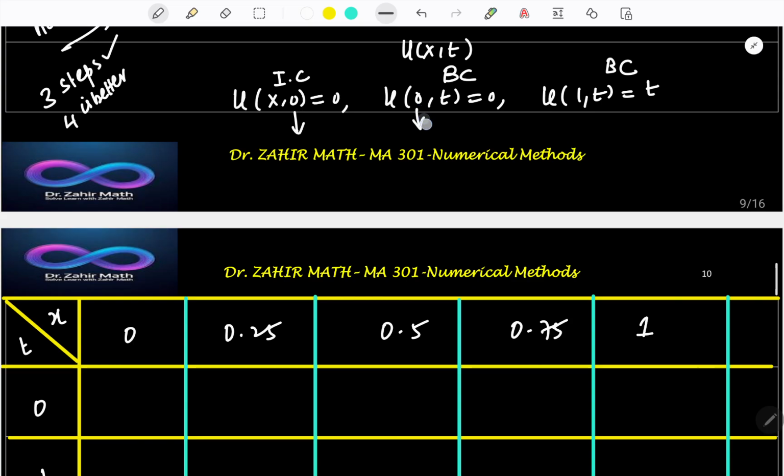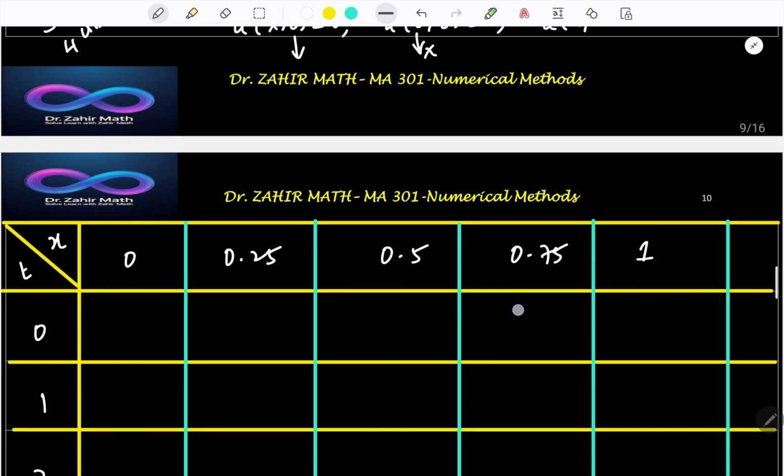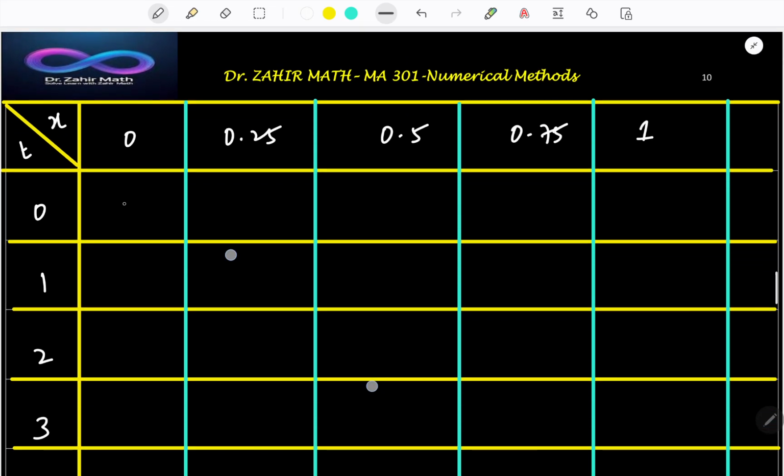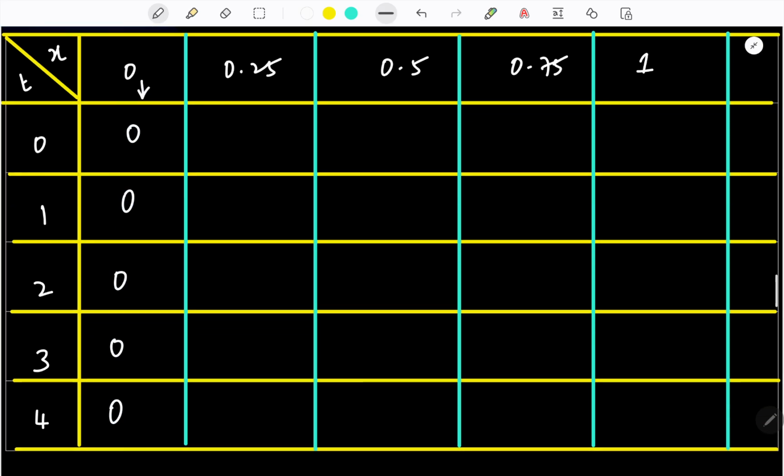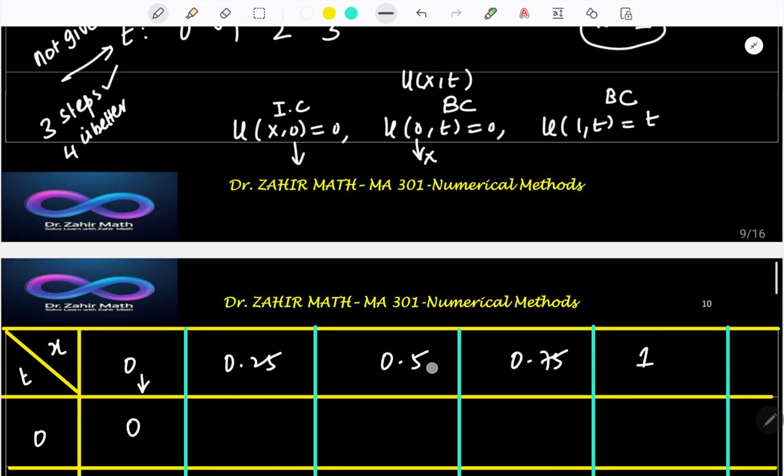So this is for x, right? When x is equal to 0, temperature is 0. This is x equals 0, so all will be 0, 0, 0 and 0. Right. Now for x is equal to 1, this is the value x.